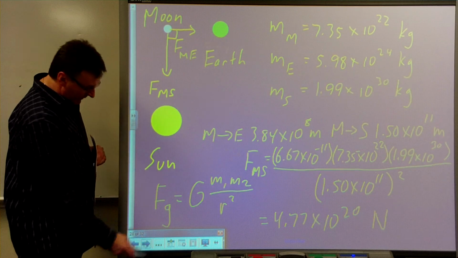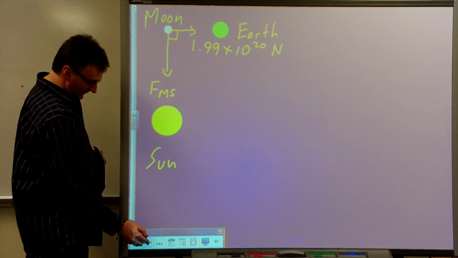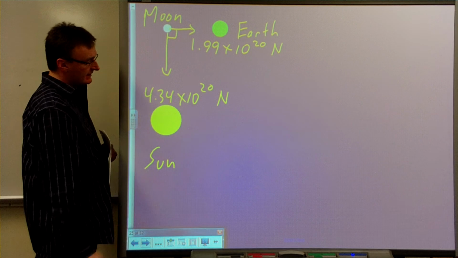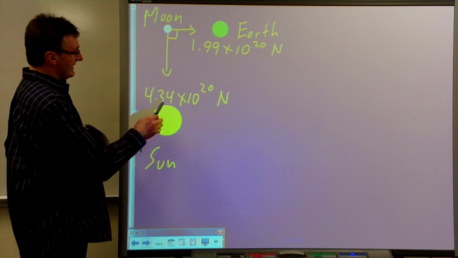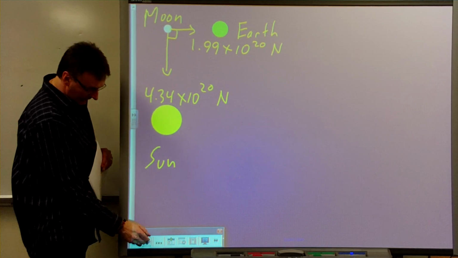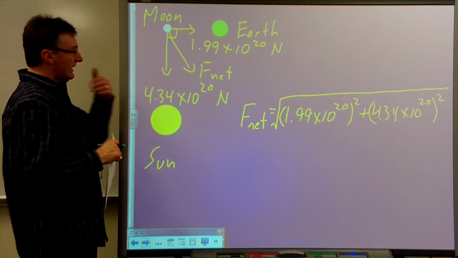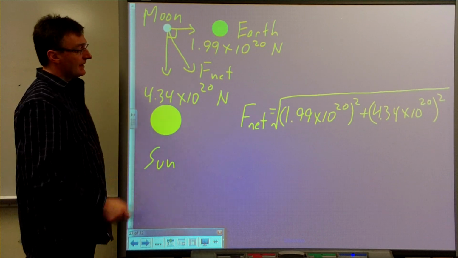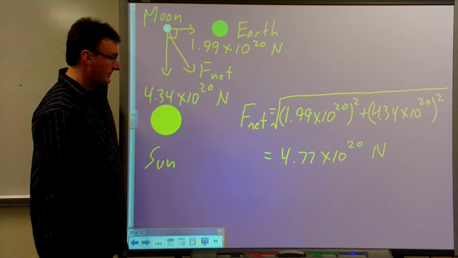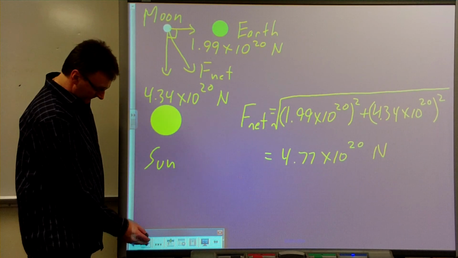All right, so there are our two forces. We've got 1.99 times 10 to the 20th newtons from the Earth on the moon, and we have 4.34 times 10 to the 20th newtons from the sun on the moon. We have these two forces at a right angle, and then we can go ahead and find the net force. We use the Pythagorean theorem here, and so the magnitude of the force ends up being 4.77 times 10 to the 20 newtons.